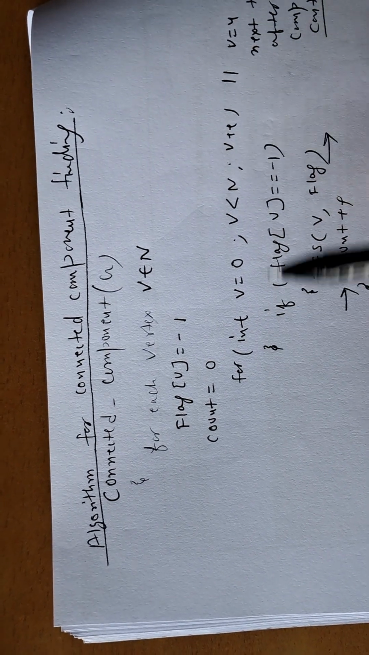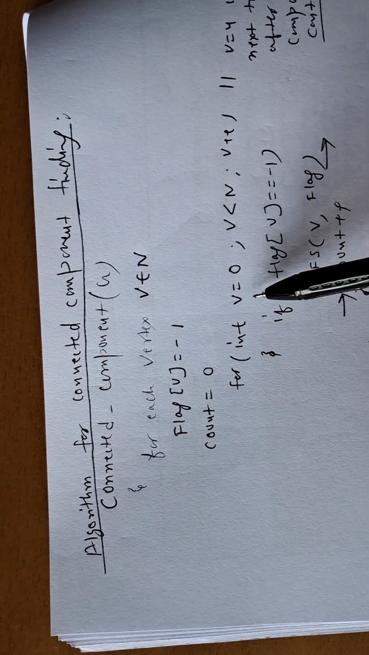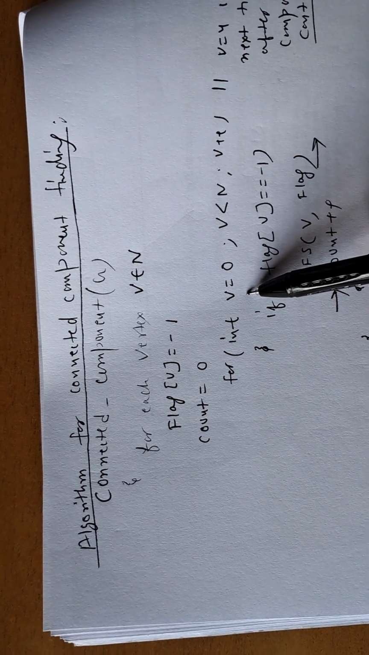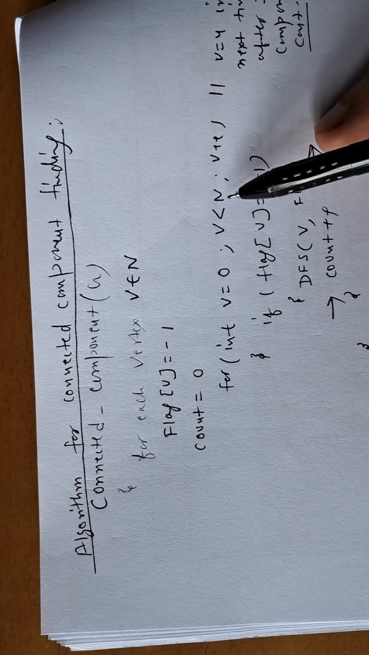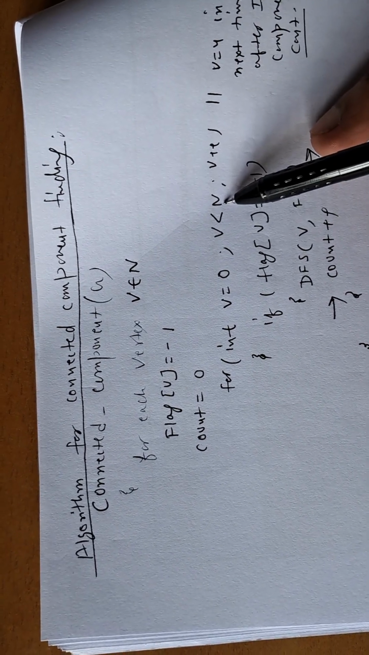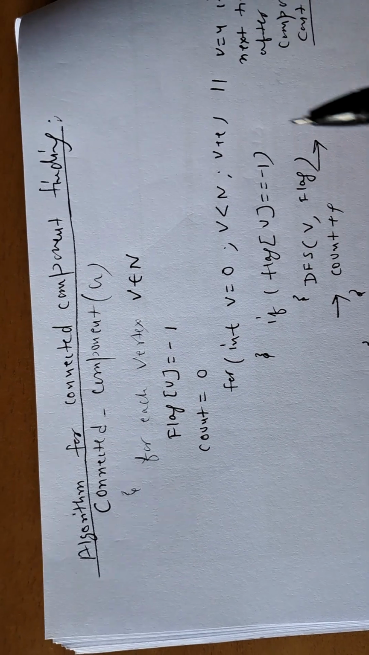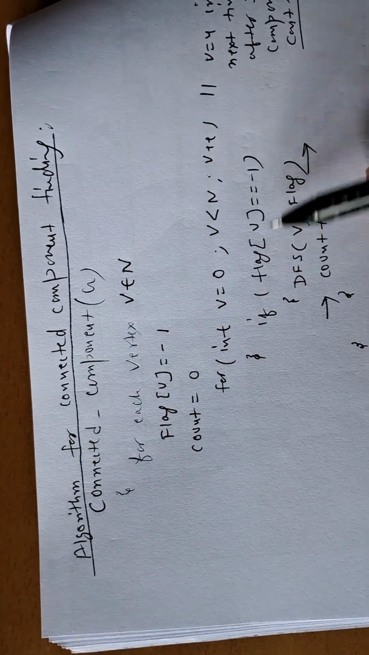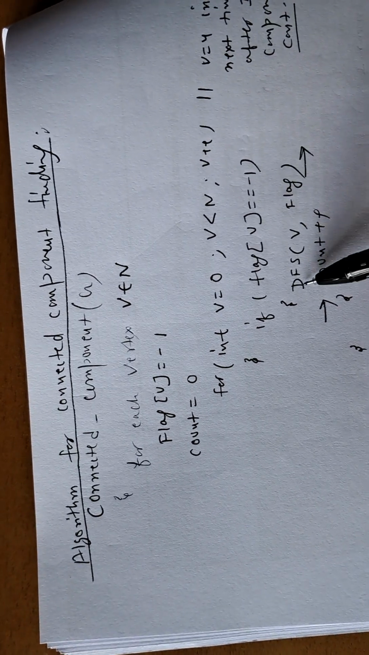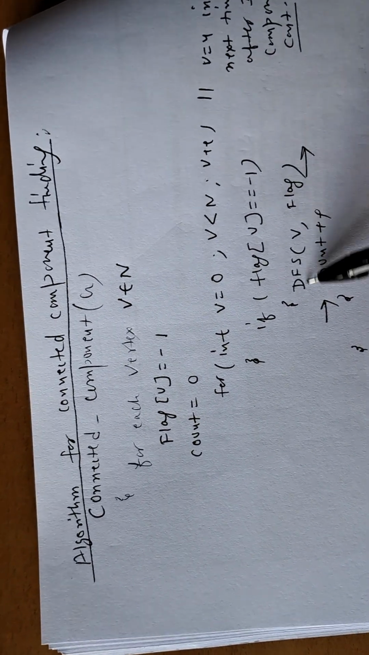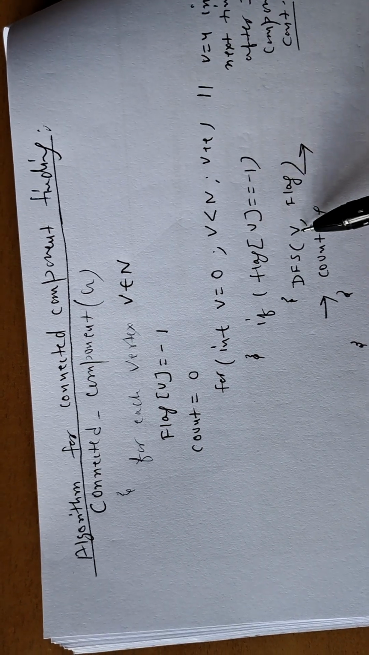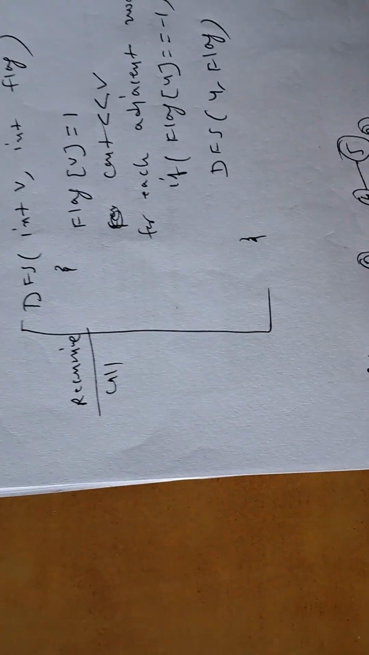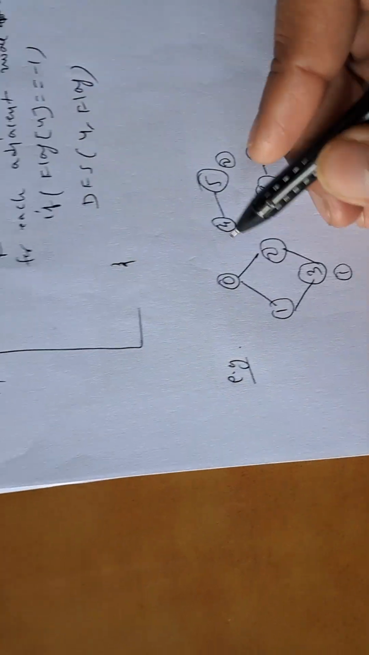Now you will run a loop, starting from vertex 0, which I have chosen as my source vertex for DFS. Starting from 0, we go through all the vertices while V is less than n, from 0 to 8, with V plus plus. In the first step V will be 0. Initially the flag is -1, so I will call the DFS algorithm on vertex 0.